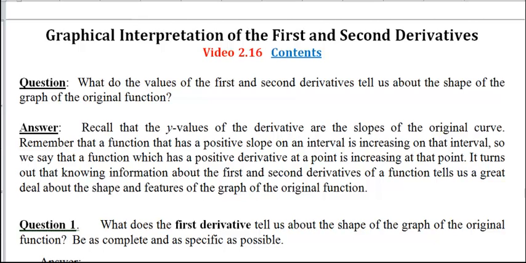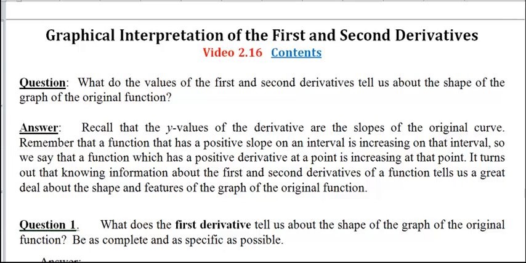This is Jack Jackson. We're going to look in this video at the graphical interpretation of the first and second derivatives. So the basic question we want to consider is, what do the values of the first and second derivatives tell us about the shape of the graph of the original function? So recall that the y values of the derivative are the slopes of the original curve.